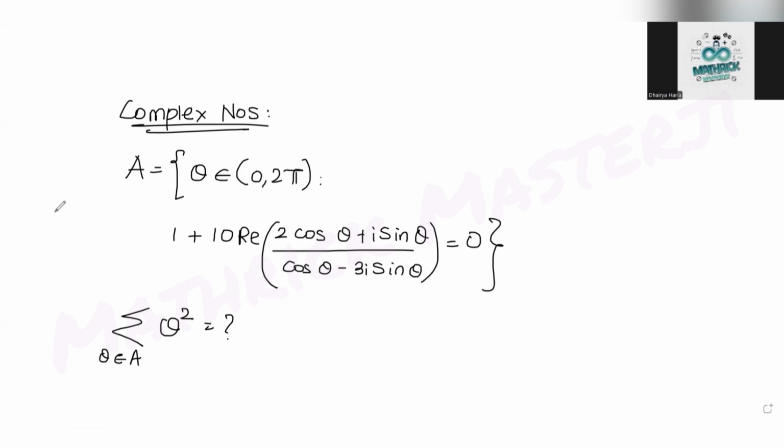The answer choices given here are: A, 21 over 4 pi square; B, 6 pi square; C, 27 over 4 pi square; and D, 8 pi square. We need to figure out which one of the answer choices is the correct answer for this question. Let's try to figure out how to solve it.